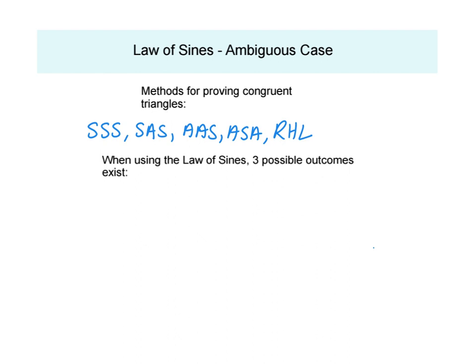However, if I'm given a case that has 2 sides and the angle outside of those 2 sides, meaning not included, like say that, I may have no solution, I might have one solution, or I might have 2 solutions. This occurs because of this situation here.